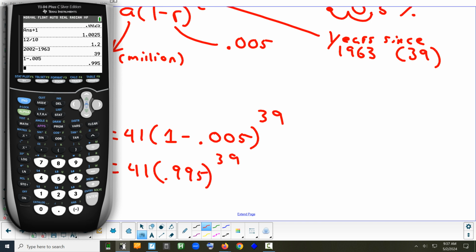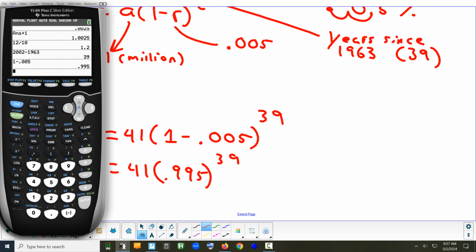Now you can type that all in on the calculator exactly the way you see it. 41, parenthesis, 0.995, exponent, 39. So should this be more acres of forest or should it be less? Less. It should be less because it's decaying. So we started with 41 million acres, and by year 2002, it should be down to 33.7.